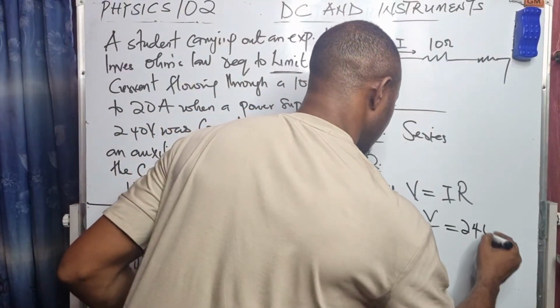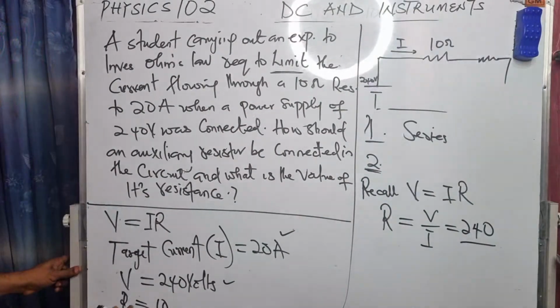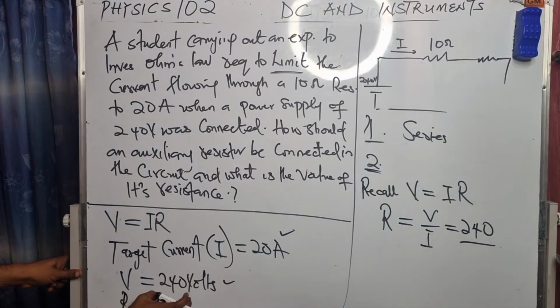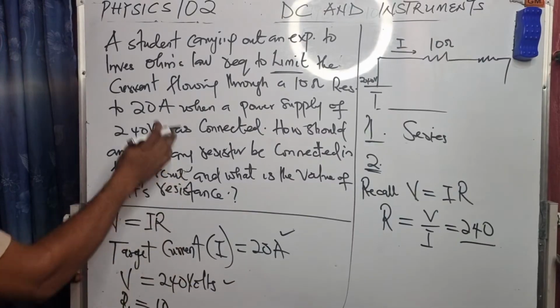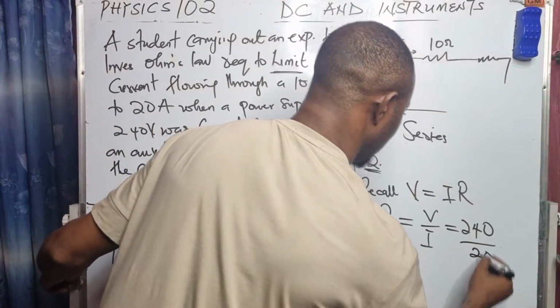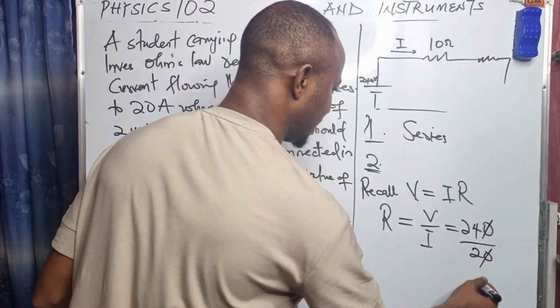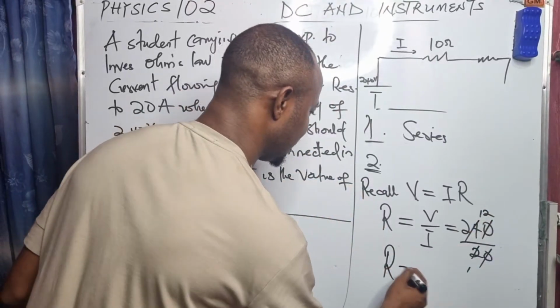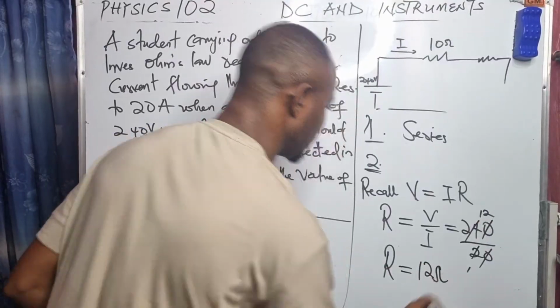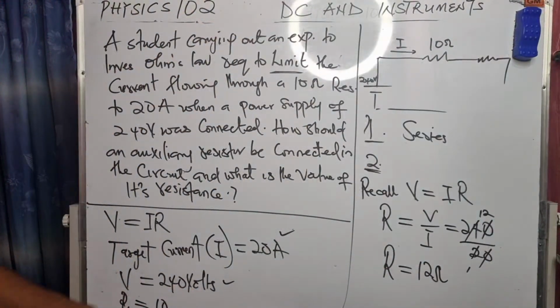240 divided by the given current. 240 is our voltage. What's our given current? The current here is 20. So what we have here, 0 can go with 0, 2 here 1, 2 here is 12. So that means my resistance is what? It is 12 ohms.